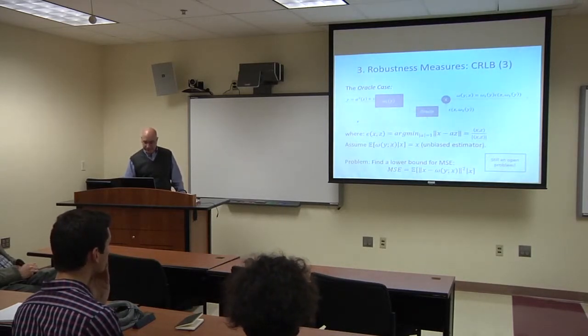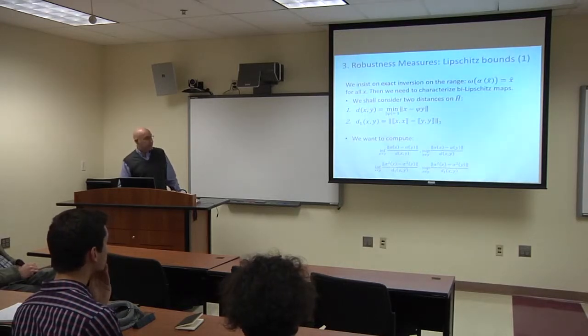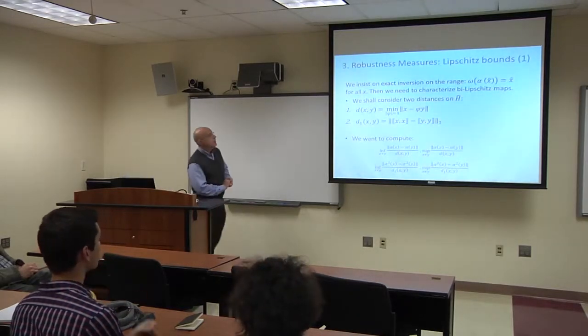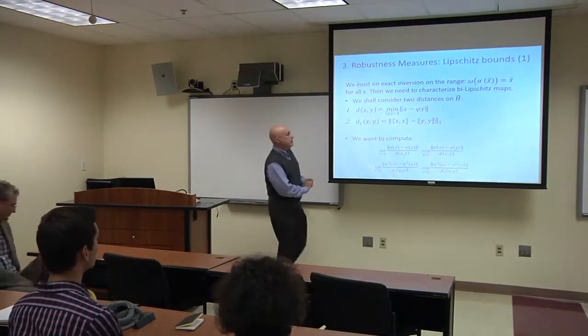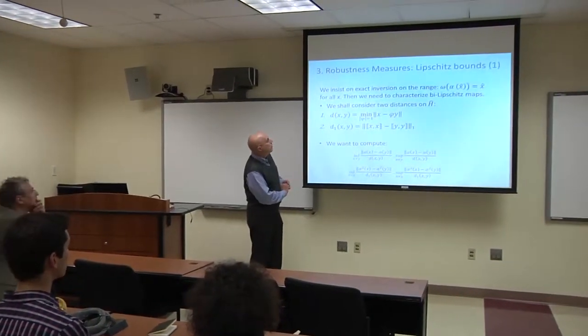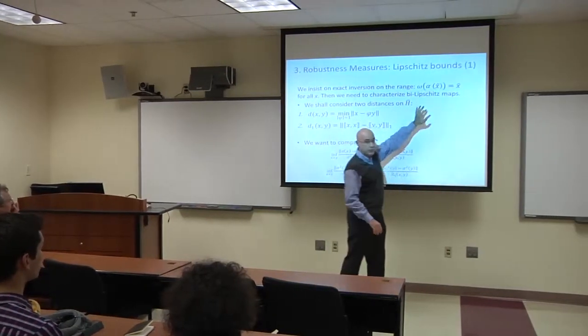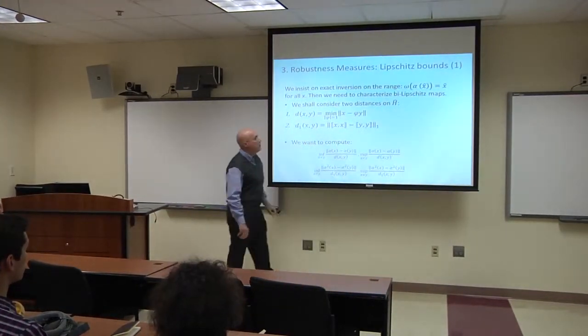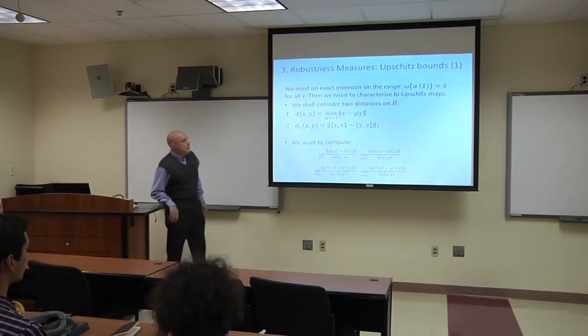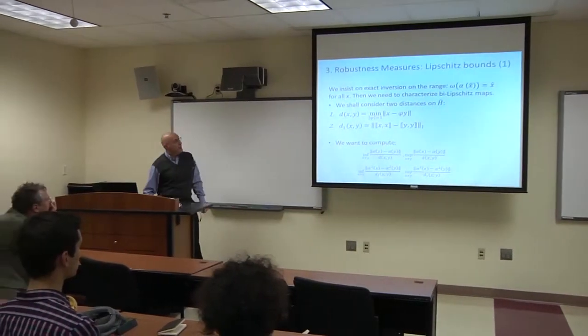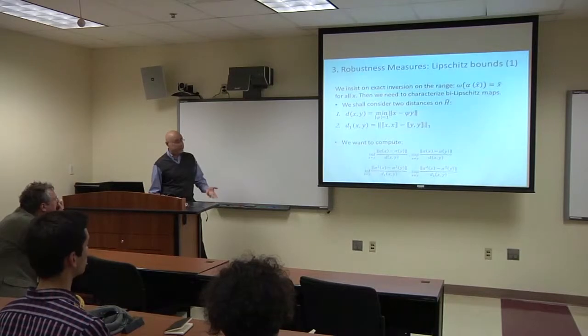Okay, I'd like to spend a few more minutes just briefly discussing one of the Lipschitz bounds. So we are now in the deterministic setting. Okay, so we insist on an exact inversion on the range. So we insist on having a left inverse of this map alpha. So we want a map omega, so that omega of alpha of x hat is x hat, so it's a left inverse.